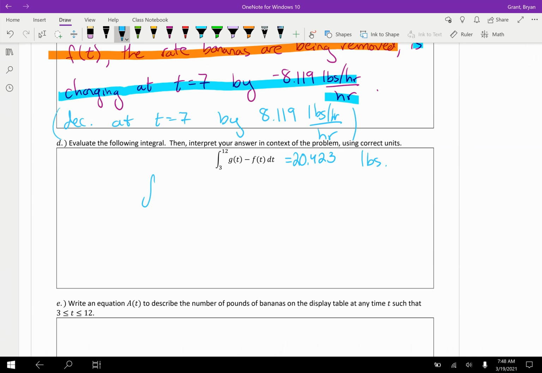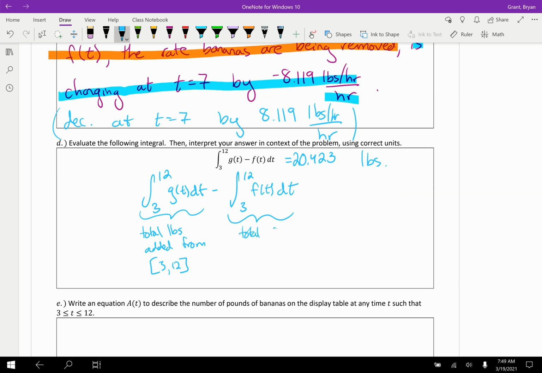Alrighty, second try. What if I broke this into smaller pieces? I said 3 to 12, g of t dt minus the integral 3 of 12, f of t dt. Well, if this is a rate in, wouldn't this be the total pounds added from 3 to 12? And then if we integrate the rate out, then this, of course, is going to be the total pounds removed from 3 to 12. Okay, so what did we find here?